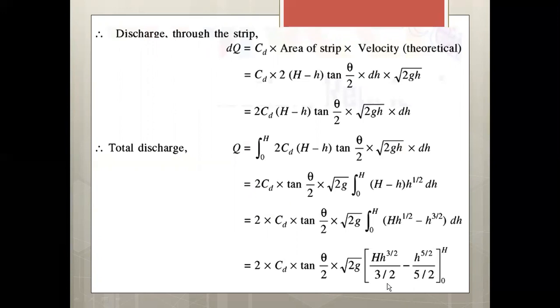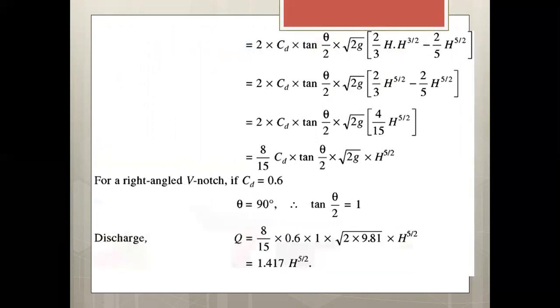is equal to twice Cd into tan theta by 2 into under root of twice g into [H into h raised to 3 by 2 upon 3 by 2 minus h raised to 5 by 2 upon 5 by 2] bracket from h equals 0 to H. And the final equation is 8 by 15 into Cd into tan theta by 2 into under root of twice g into H raised to 5 by 2.